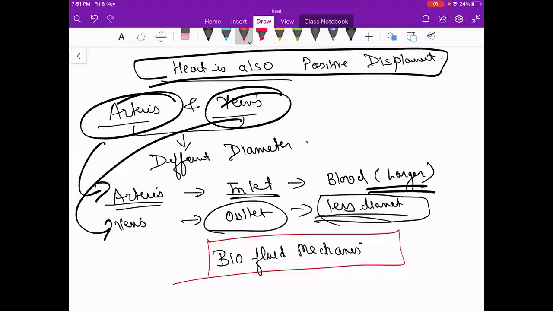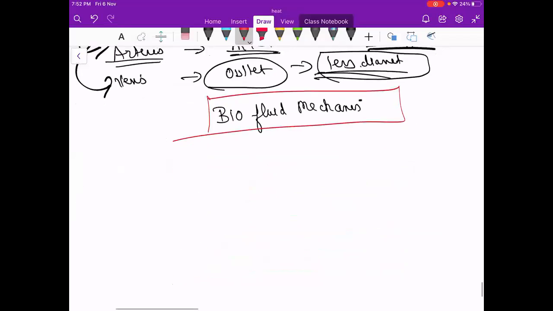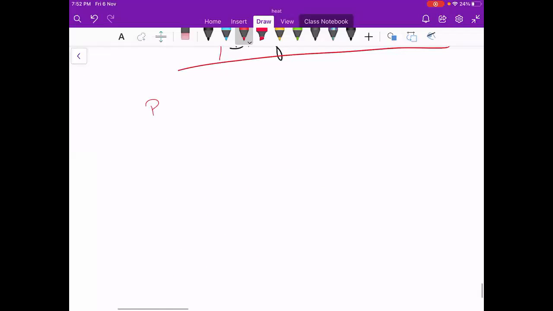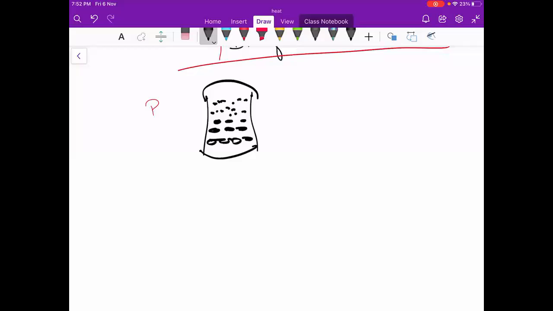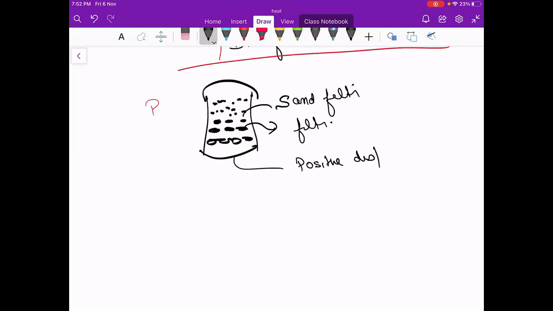So a positive displacement pump will always take care when you need a very high pressure. Similarly, in a packed column, initially you need a very high pressure because packing is there. Whenever it is a sand filter or any filter, you will be using a positive displacement pump. This is a very good example.